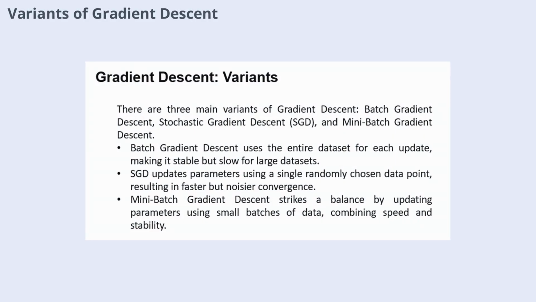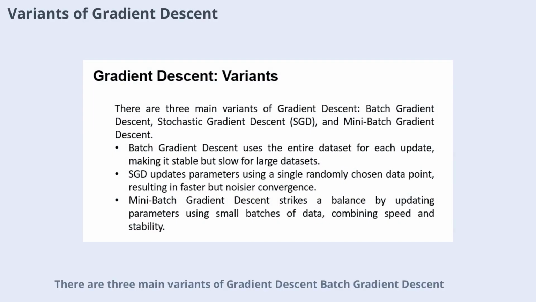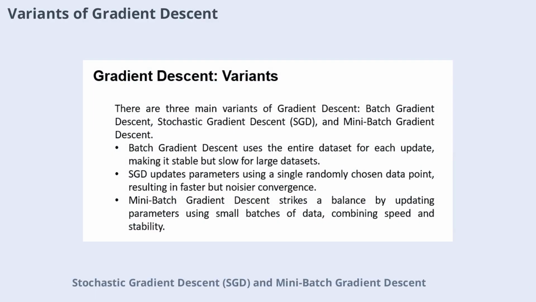There are three main variants of gradient descent: batch gradient descent, stochastic gradient descent (SGD), and mini-batch gradient descent. Batch gradient descent uses the entire dataset for each update, making it stable but slow for large datasets. SGD updates parameters using a single randomly chosen data point, resulting in faster but noisier convergence. Mini-batch gradient descent strikes a balance by updating parameters using small batches of data, combining speed and stability.